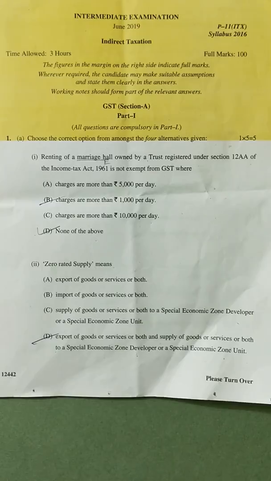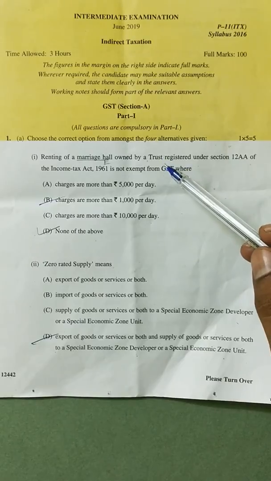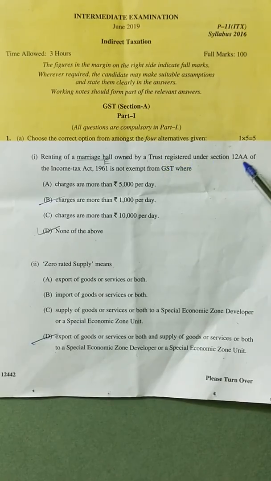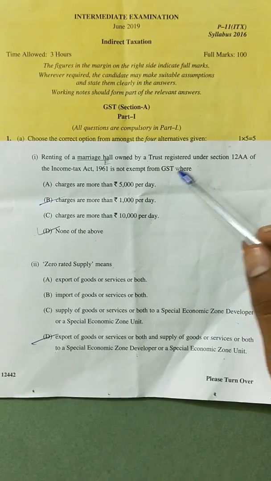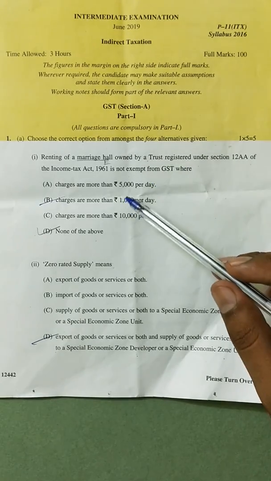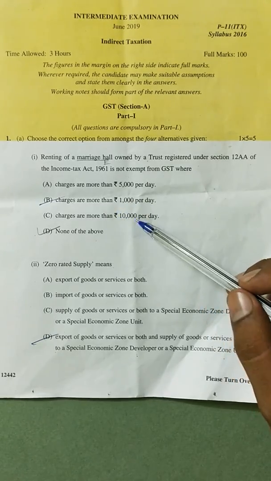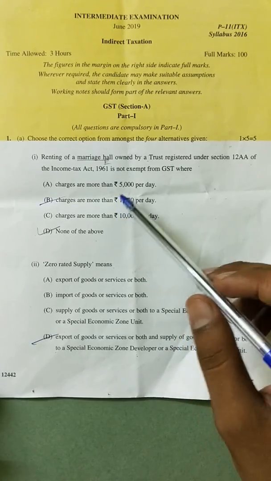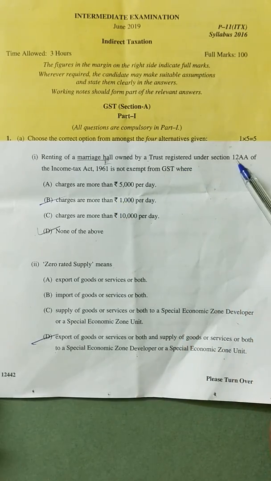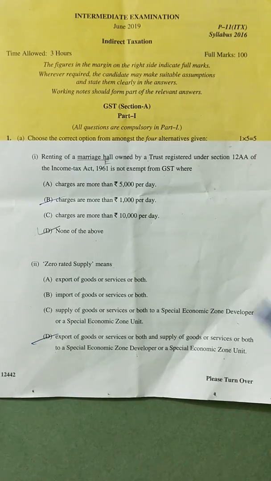First question is: choose the correct option from the following. First one is renting of marriage hall owned by a trust registered under Section 12AA of the Income Tax Act, 1961 is not exempt from GST where charges are more than 5,000 per day, more than 1,000 per day, more than 10,000 per day. Answer is D, none of the above, because renting of marriage hall owned by a trust registered under Section 12AA is not liable to tax.